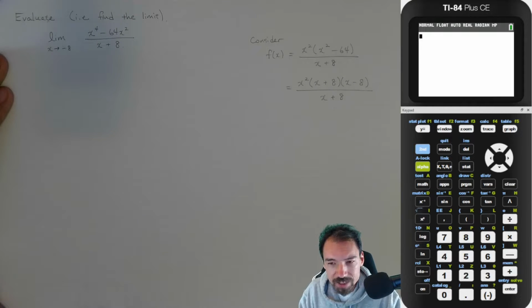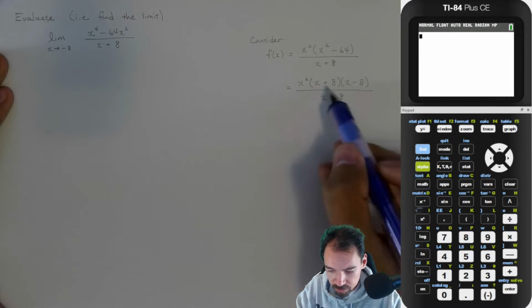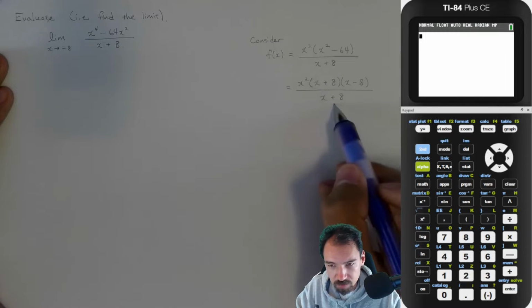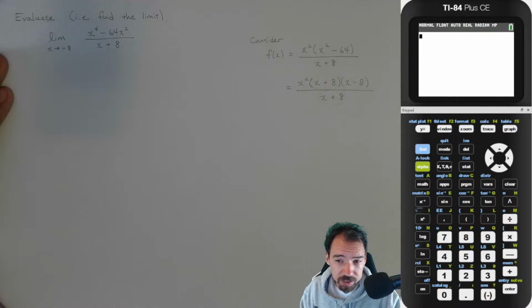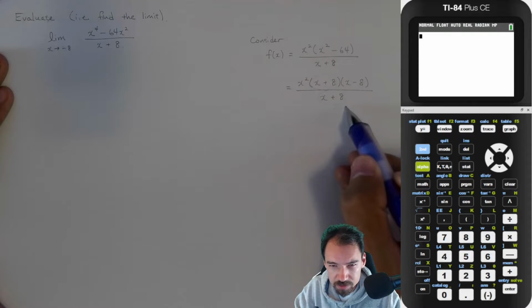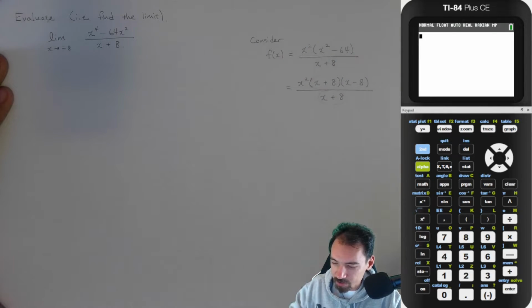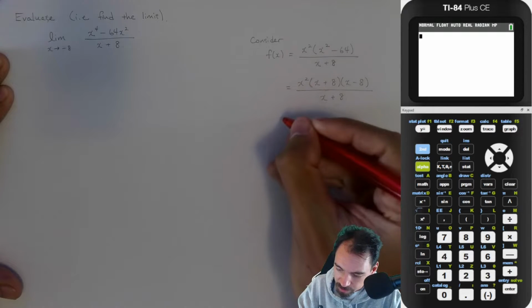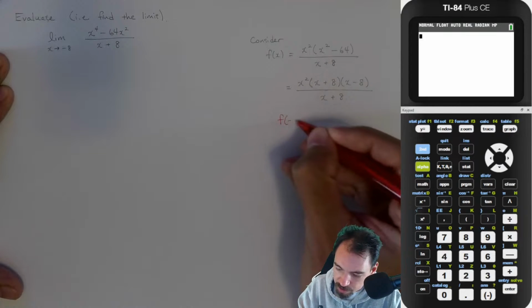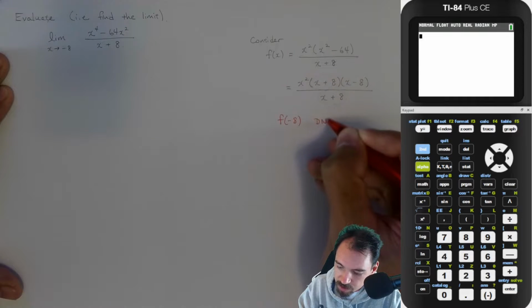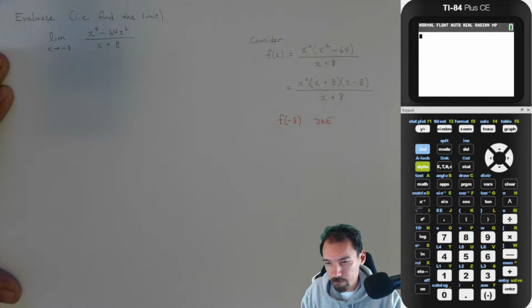Because if x happens to be exactly equal to negative 8, then this becomes 0, this also becomes 0, and 0 divided by 0 is not a number, right? So we'd say that the value x equals negative 8 is not in the domain of f of x, right? So just to specify this, we would say that f of negative 8 does not exist, okay?